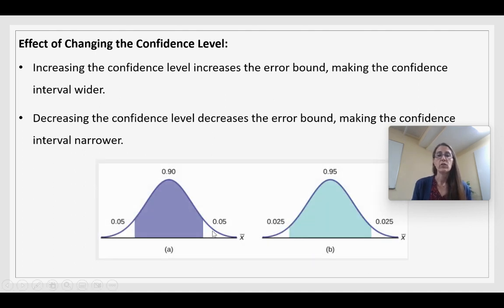So here are two pictures illustrating that. So for a 90% confidence interval, maybe you can see that the purple here seems to be a little bit narrower than the green here, which is 95. So making that confidence level bigger, increasing it, makes the confidence interval wider.